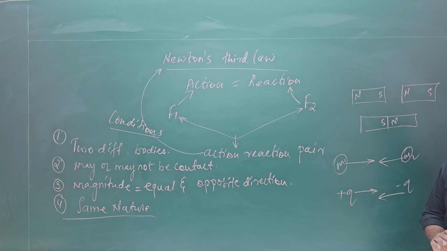Both are normals we have considered. Yes or no? That means the same nature means both two forces should be originated from what? Same source. I got my point. If there is a gravitational force, the other should be gravitational. If one is electrostatic, the other should be electrostatic. If one is mg, the other should be mg. If one is normal, the other should be normal. I got my point. So what are the basic conditions?